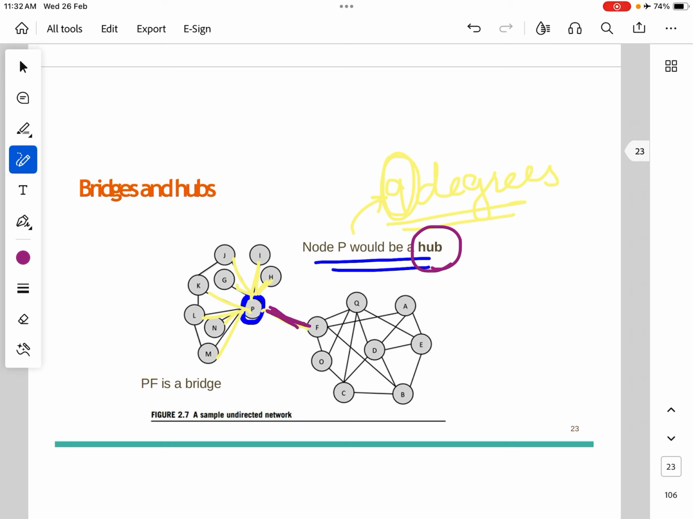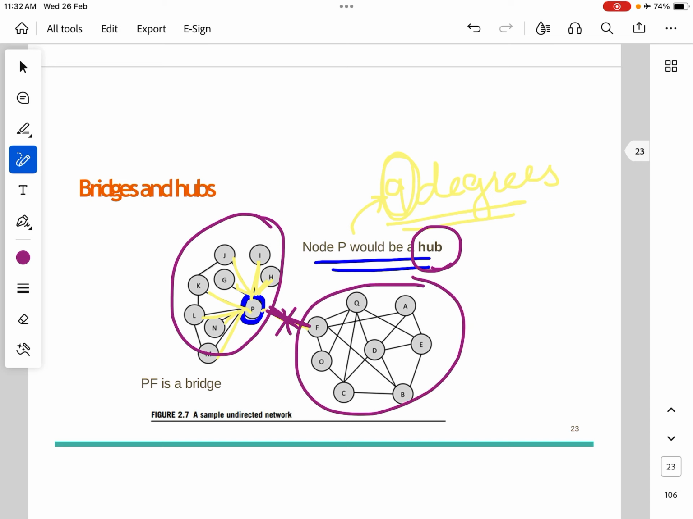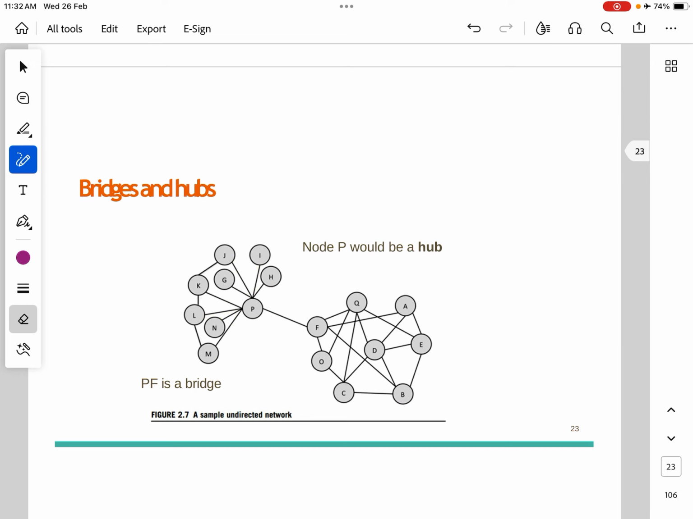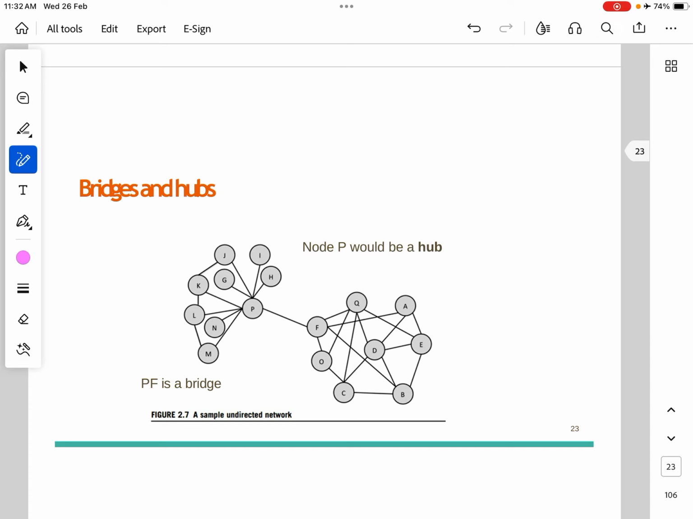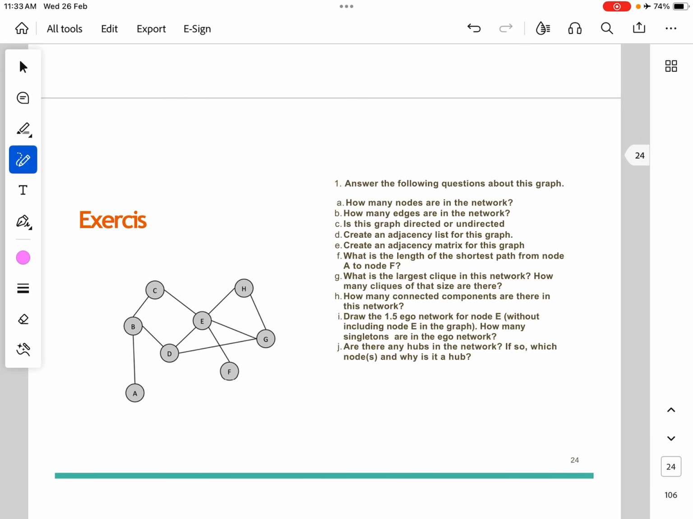PF is a bridge. If you remove it, then this will be a connected component and this will be a connected component. So the fewer the bridges, the more the connected components. But now in this diagram we have this bridge, so we have fewer connected components. Rather, we have only one single connected component because this is a whole single diagram, thanks to this bridge PF. This is an exercise which can be done.